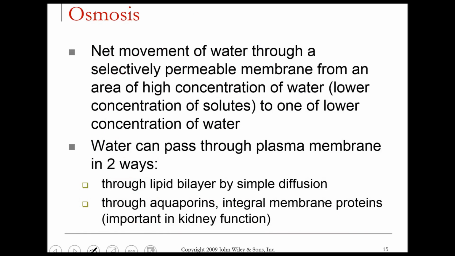Osmosis is a special form of diffusion. Osmosis is the net movement of water through a selectively permeable membrane from an area of higher water concentration to an area of lower water concentration. Right. Now, normally when we talk about concentration, we give the concentration in terms of the material dissolved in water.